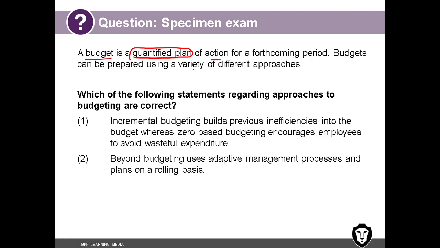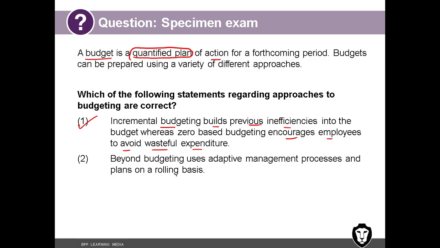Budgets can be prepared using a variety of different approaches. Which of the following statements regarding approaches to budgeting are correct? Incremental budgeting builds previous inefficiencies into the budget, whereas zero-based budgeting encourages employees to avoid wasteful expenditure. Absolutely right. That statement is correct.